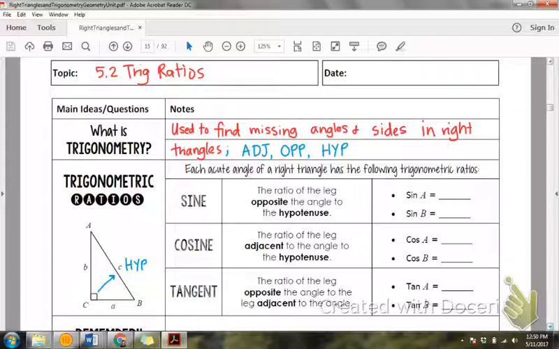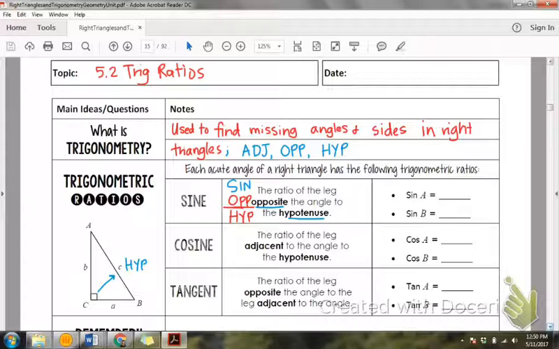So if I am talking about a sine, all right, the sine is the ratio of the leg opposite the angle to the hypotenuse. Whoa, whoa, whoa. That's a lot of jargon, right? So let's talk about this. Sine uses opposite and hypotenuse, okay? Sine uses opposite and hypotenuse. And I like to write it like this, S O over H. So I know the S stands for sine, and it's always going to be opposite over hypotenuse. Always. Always, always. That ratio will never change.